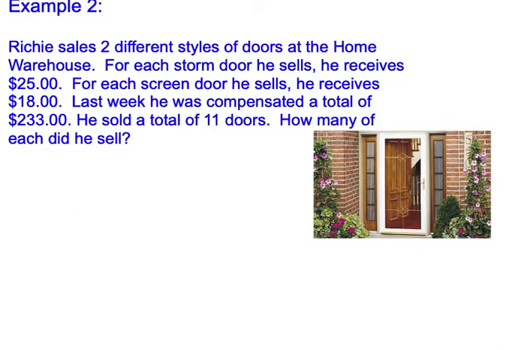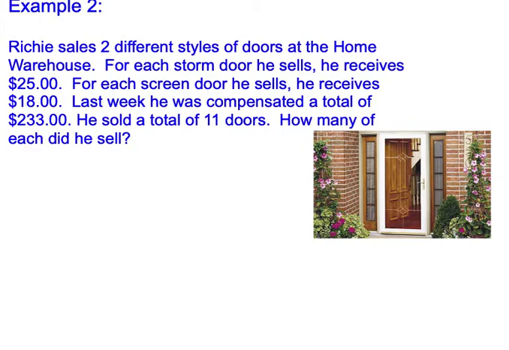All right, let's look at example 2. Richie sells 2 different style doors at the home warehouse. For each storm door he sells, he receives $25. For each screen door he sells, he receives $18. Last week, Richie was compensated a total of $233, and he sold a total of 11 doors. How many of each door did he sell?